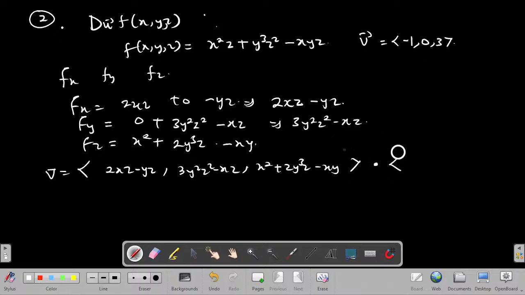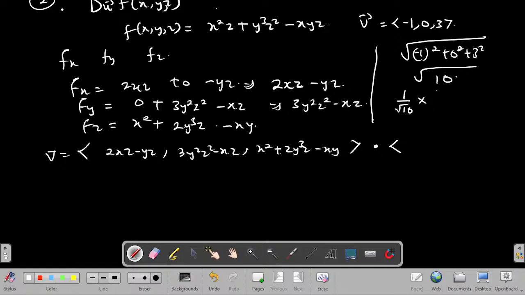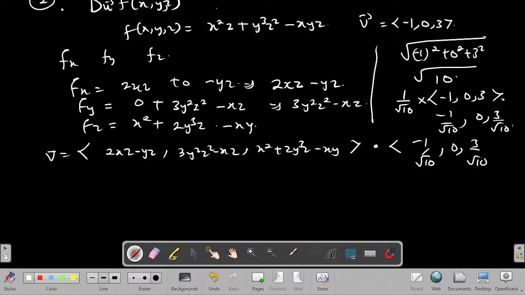Now let's convert this one. That's where you're going to convert this to a unit vector. To convert it to a unit vector, we find the length of our vector: square root of -1 squared plus 0 squared plus 3 squared. This gives us square root of 10. So our unit vector becomes 1 over square root of 10 times (-1, 0, 3), which is the same as -1 over root 10, comma 0 over root 10 which is 0, comma 3 over root 10.